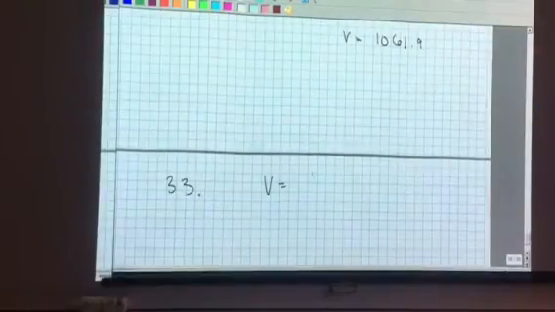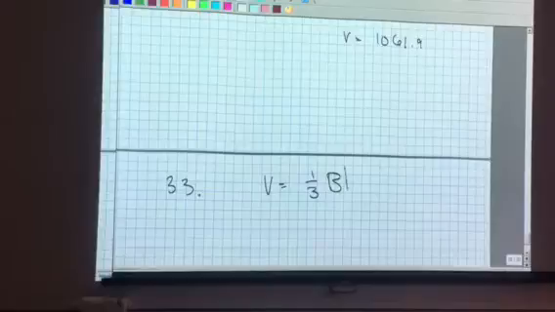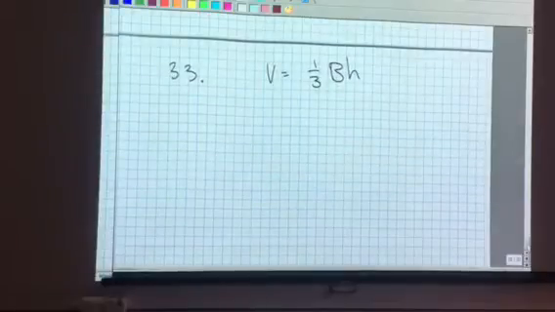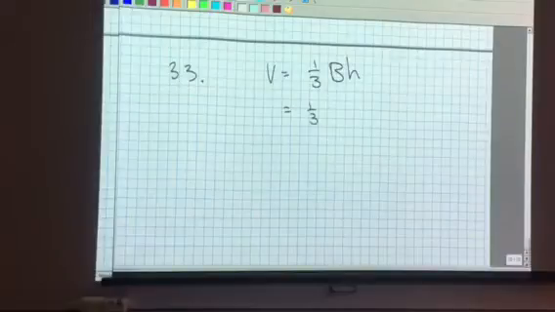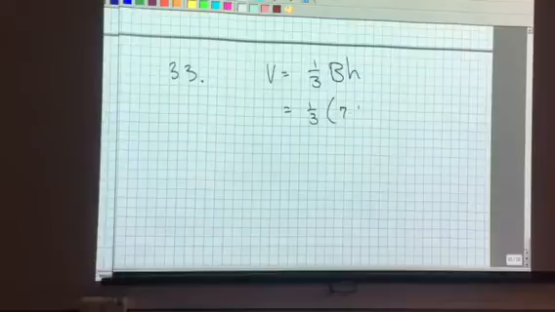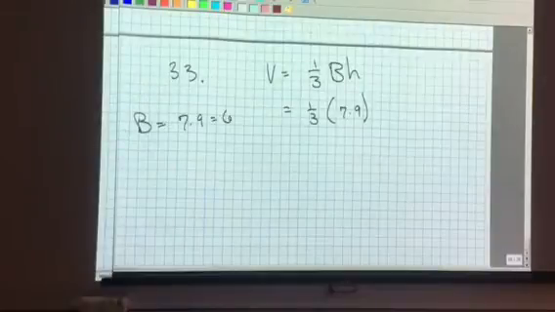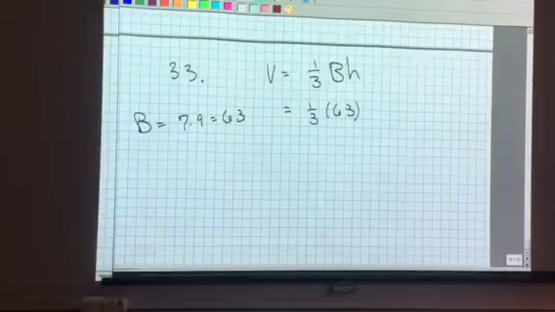Well, pyramids have a volume of 1/3 the area of the base times the height. And the capital B stands for the area of the base, which is that rectangle, and it's a 9x7 rectangle. So B equals 7 times 9, which equals 63. So I have 1/3 times 63 times the height, which they give us, which is 6.